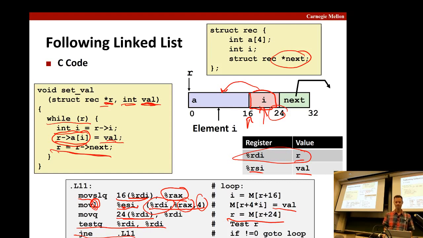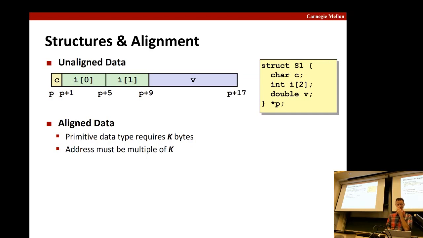Isn't the length of I supposed to be 4 bytes? Excellent question. We're about to get to that. Good observation. The question is, why did we set aside 8 bytes in this structure for something that we knew was only 4 bytes? Eagle eye spotted that. And the answer is alignment. We're going to spend the next few slides talking about alignment.